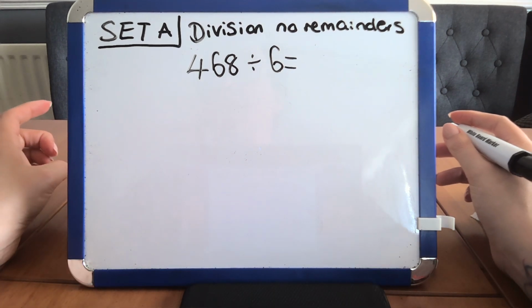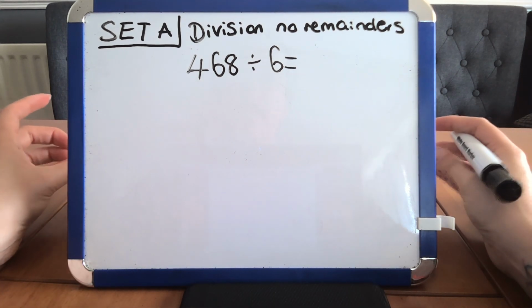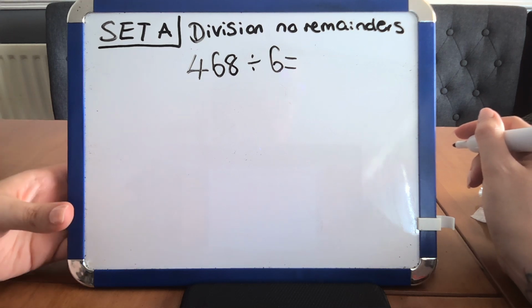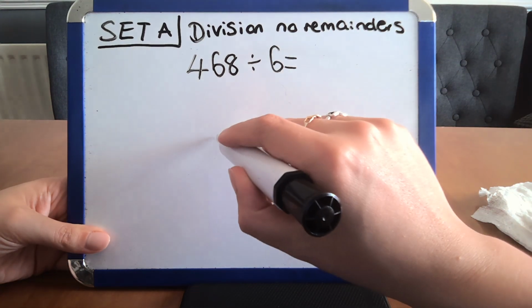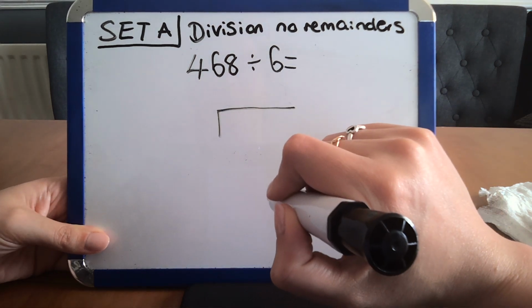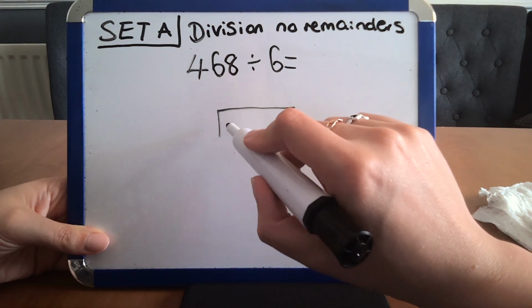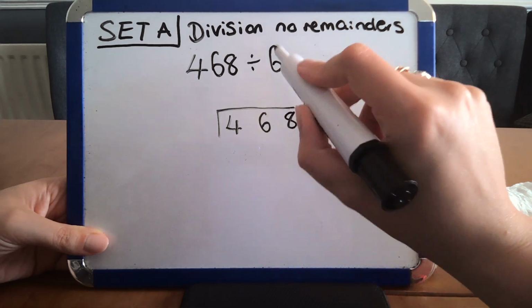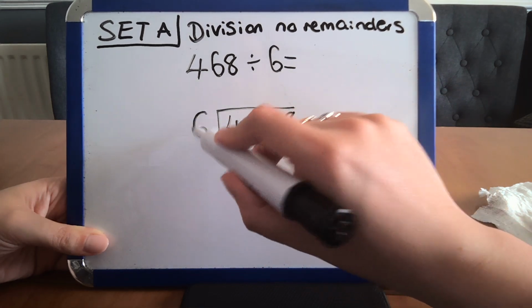This video will be going through the answers to set A on the division with no remainder sheet. Our first question is 468 divided by 6. So the first step is going to be to draw our bus stop. We're then going to put this number inside our bus stop with some spacing in between, and the number we're dividing by on the outside.